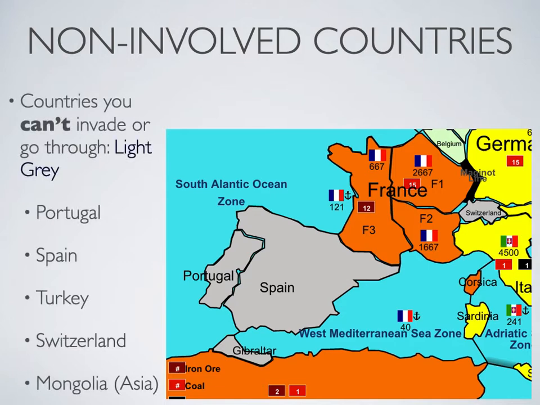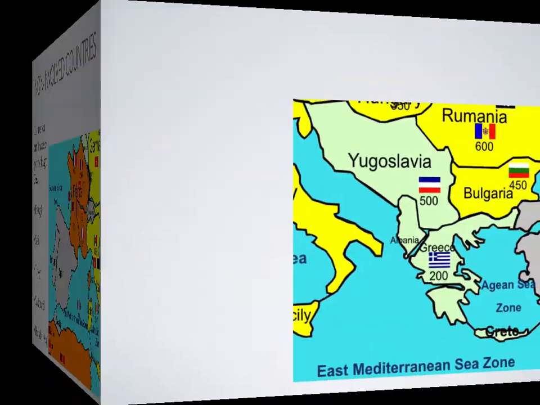Some of the countries on the map we call non-involved countries, and these are countries that you cannot invade, you can't go through them, you can't do anything. They have no natural resources, and they were never a part of World War II officially, and that would be Portugal, Spain, Turkey, Switzerland, and Mongolia.